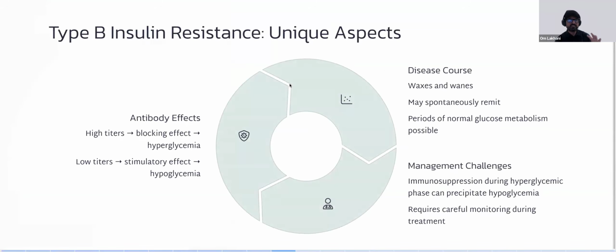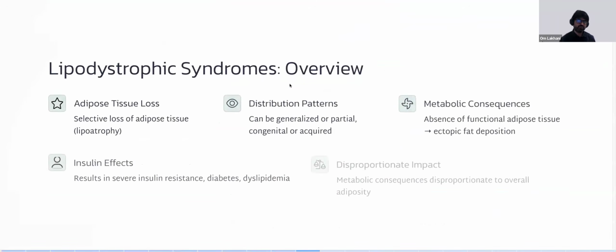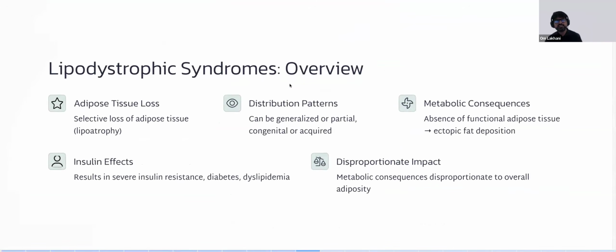So in type B insulin resistance, like I said, you have both blocking and stimulating antibody. It waxes and wanes over a period of time. And generally, apart from the routine treatment, you have to give immunosuppressants to these patients and require very careful monitoring, right? So that's something you have to be very careful about. And the final group of diseases which lead to insulin resistance are the lipodystrophic syndromes, right? So these are lipodystrophic conditions. Now, what are lipodystrophic syndromes, or what is lipodystrophy? This is a very important condition you have to understand, right?